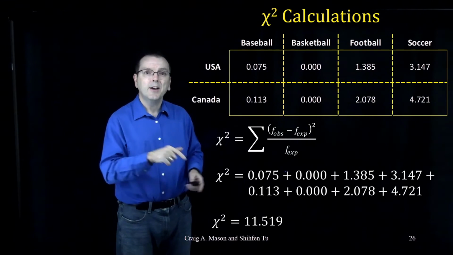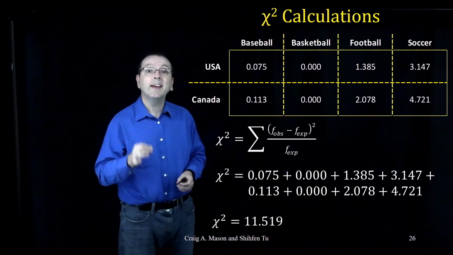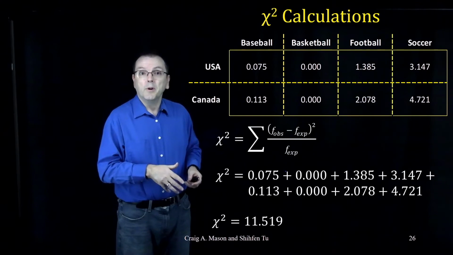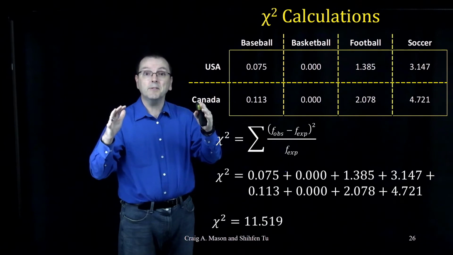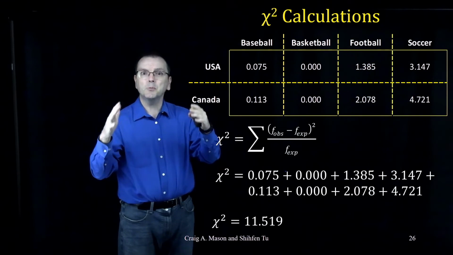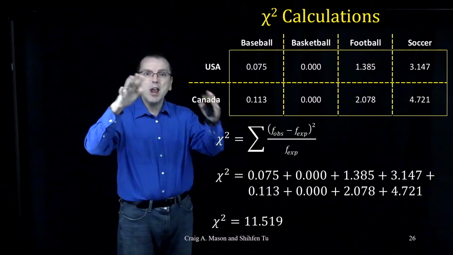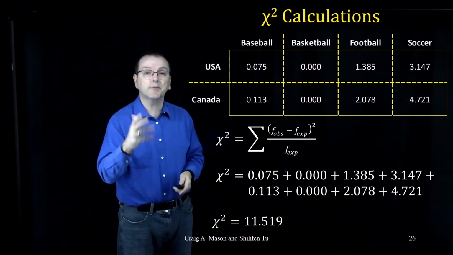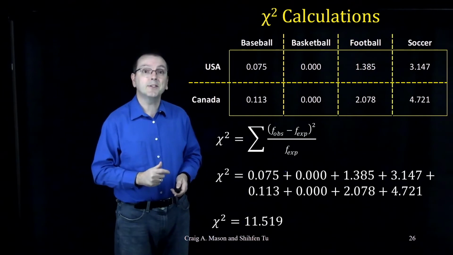Okay? Now, to determine whether our chi-square of 11.519 is large enough to reject the null, we need to compare it to the chi-square probability distribution, right? And as we've seen with the chi-square goodness of fit test, the shape of that chi-square distribution varies based on the degrees of freedom, just like we saw with the T and the F distributions.